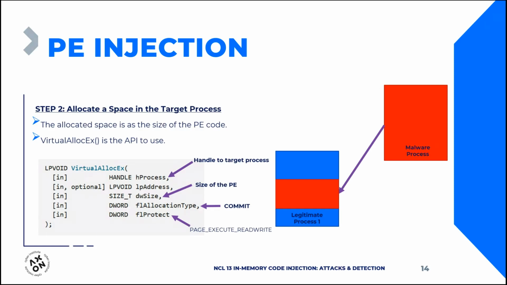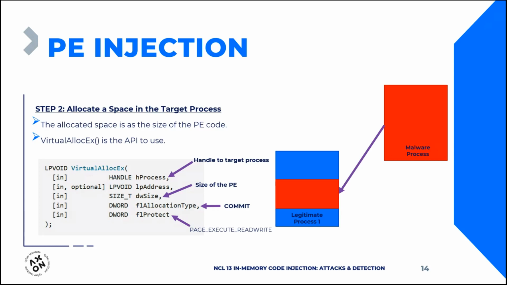The only difference now is the size of that allocated space. In the previous technique, the size was simply the size of the string of the DLL path, while in this technique, it's going to be the size of the entire PE code. So it's generally a larger size. And we also need the permission execute read write again.